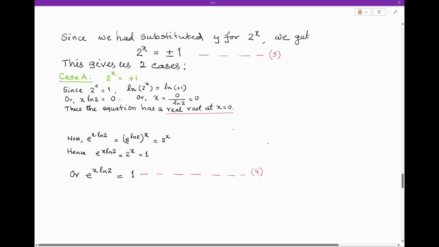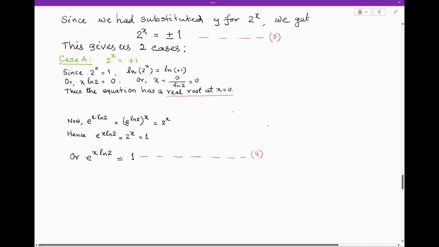Now, since 2 to the power of 0 is 1, if we take natural log of both sides, natural log of 2 to the power of x is equal to natural log of plus 1, and therefore x natural log of 2 is equal to 0, or x is equal to 0 divided by natural log of 2, and that is also 0. Thus, the equation has a real root at x equal to 0.